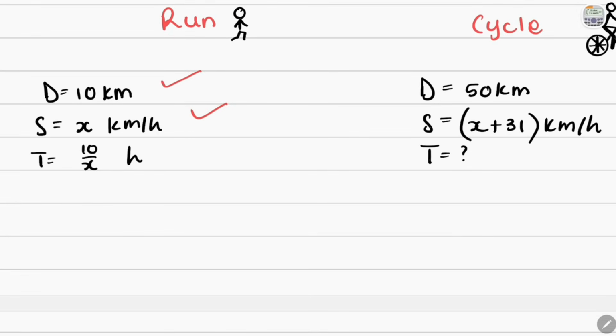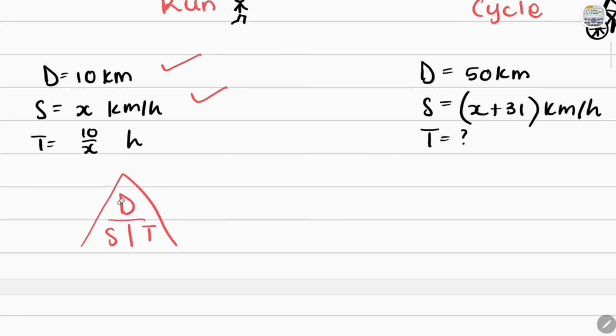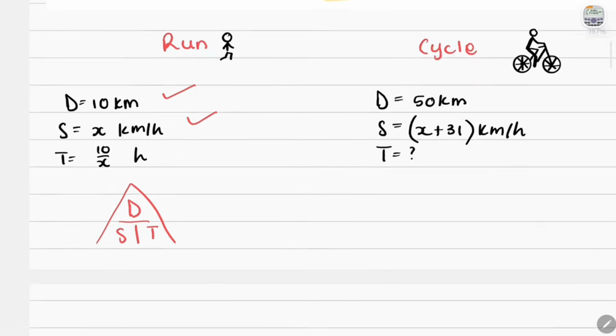But you could also remember this formula by remembering this abbreviation, DST, distance, speed, and time. To calculate distance, you must say speed times time. If you are trying to calculate time, you must say distance divided by speed. Likewise, if you're trying to calculate speed, you say distance divided by time. That's how we would find the time.